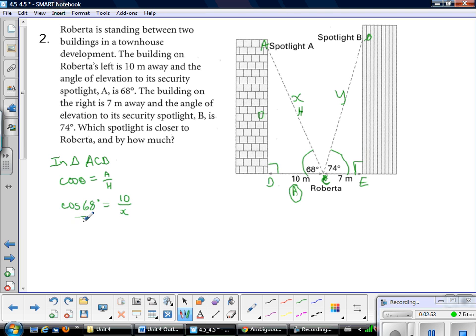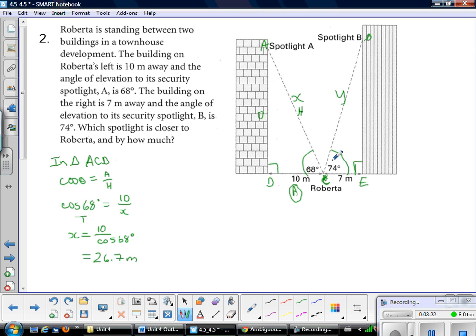Okay, so we're going to cross multiply, and then we're going to divide. So that is dividing by the cos of 68. So x equals 10 divided by the cos of 68. And when we type that into our calculator, we end up with approximately 26.7 meters. Okay, so that side X is 26.7 meters.